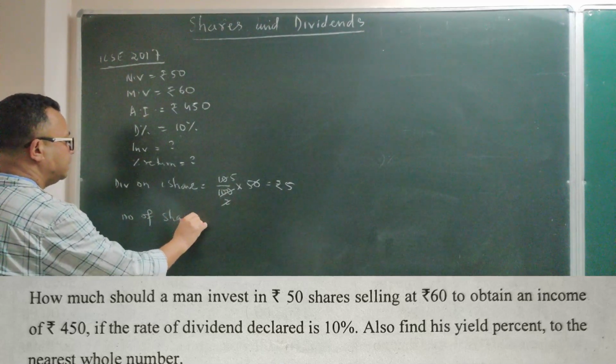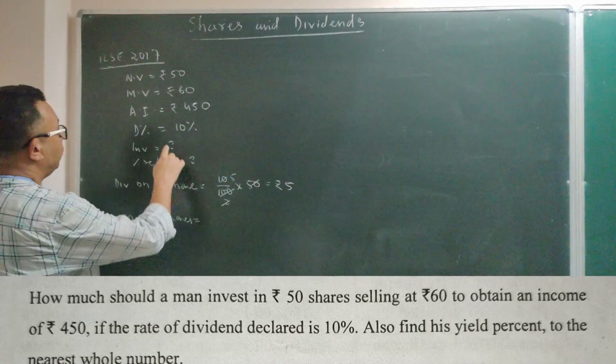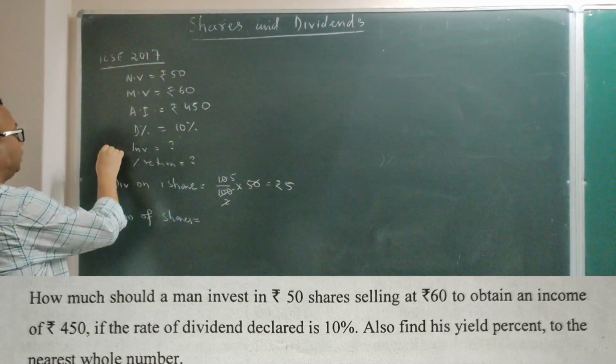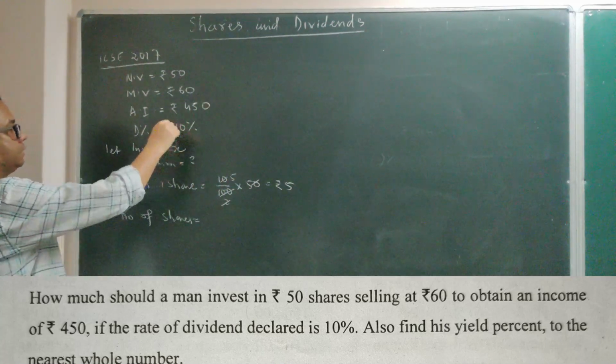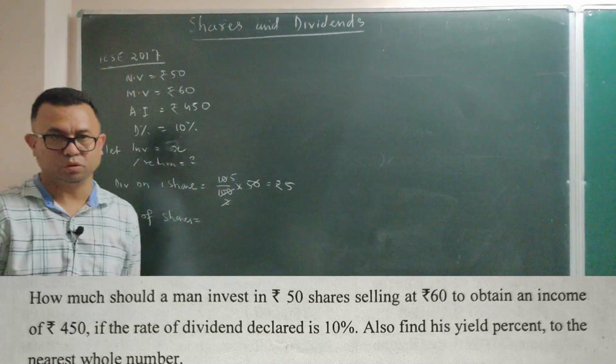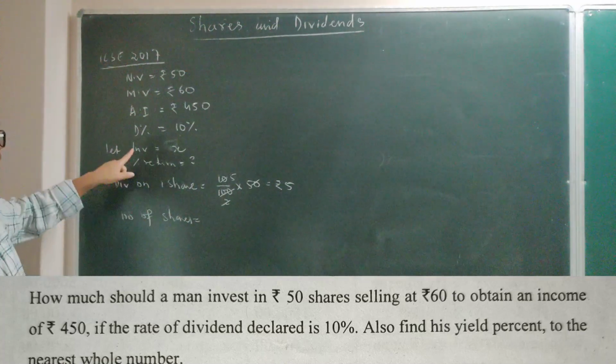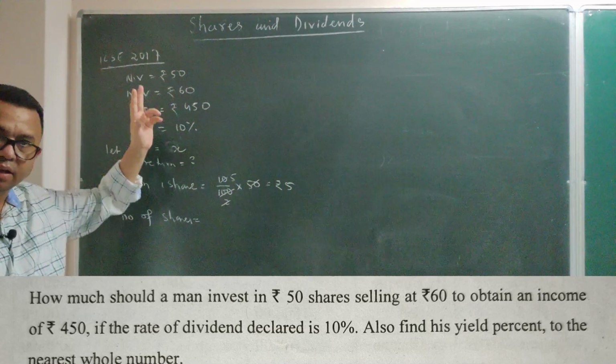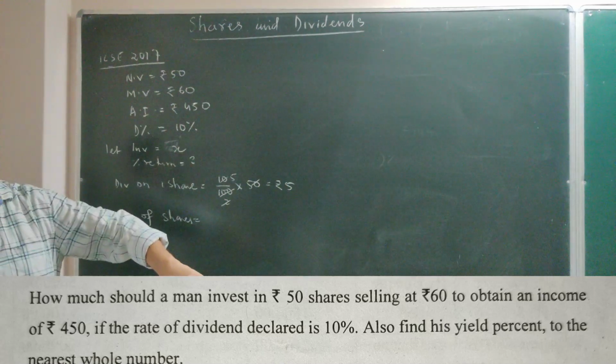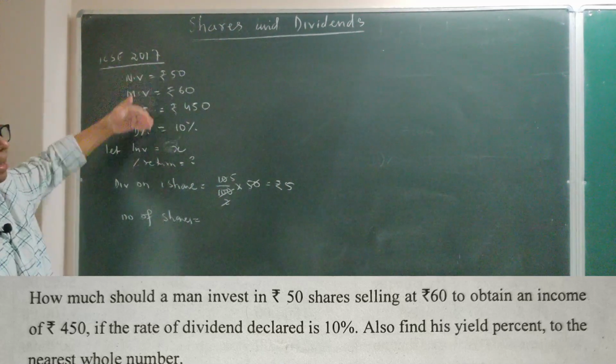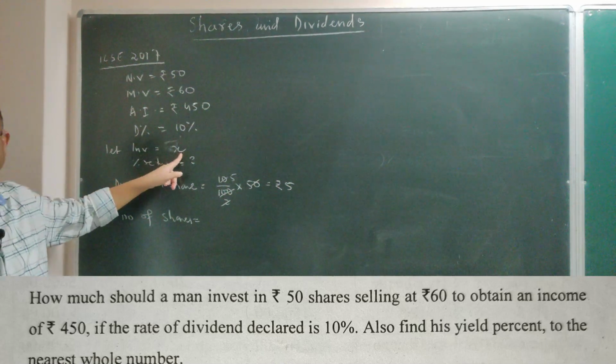And number of shares is investment by market value. Now investment, as you can see, is missing. So let investment be X. I told you in the previous question also, whatever is missing, because annual income is given. I told you either annual income will be given or percentage return will be given. So if annual income is given, then one vital data is missing, and here the vital data missing is investment.